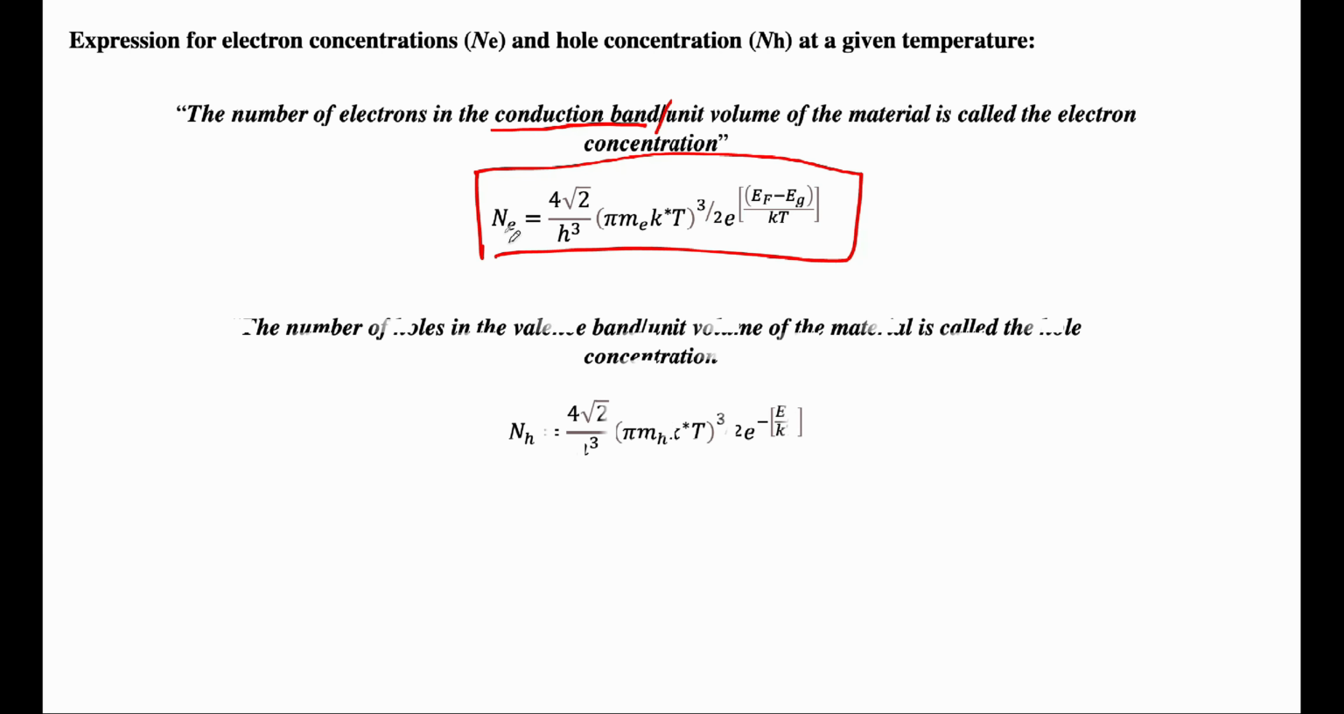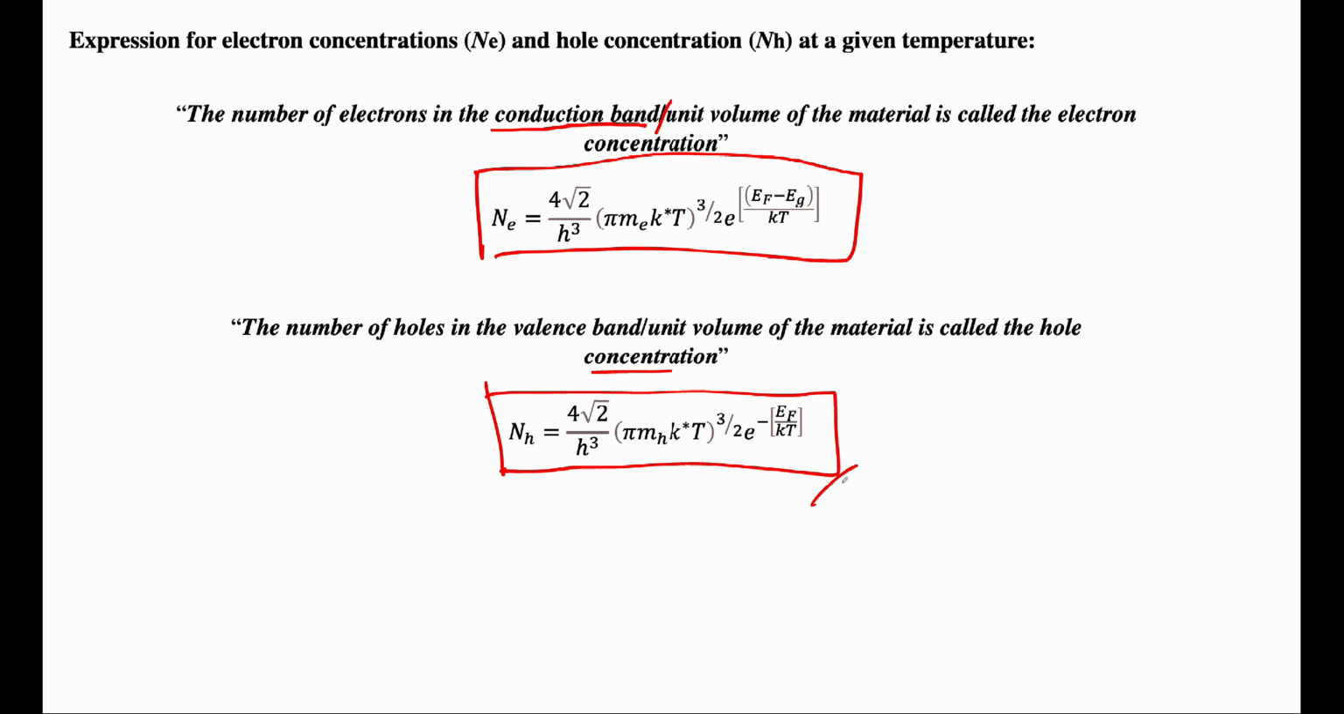And the next one is the hole concentration. The number of holes in the valence band per unit volume of the material is called hole concentration, and this is the equation. As per the VTU syllabus, we just need to mention these two equations when they ask you to write down the definition for electron concentration and hole concentration for a given temperature.